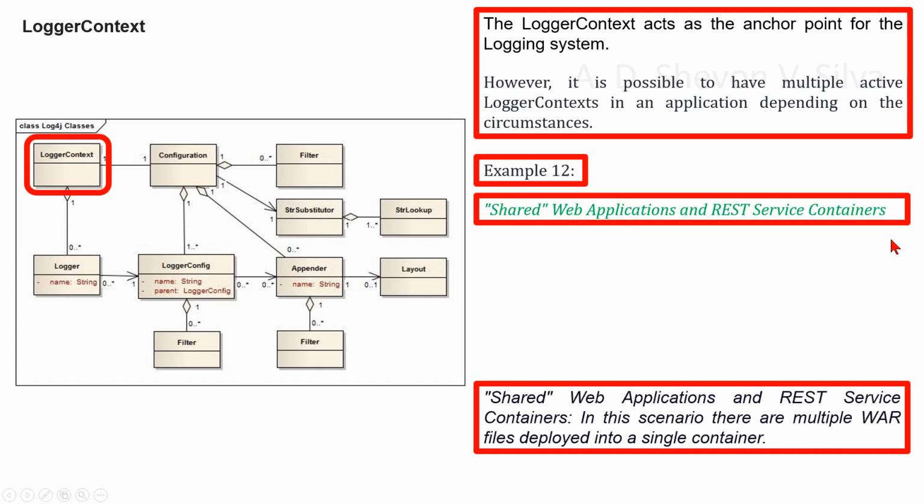Shared web application and REST service containers. In this scenario, there are multiple WAR files deployed in a single container. Each one of the applications should use the same logging configuration and share the same logging implementation across each of the web applications. When writing to files and streams, each of the applications should share them to avoid issues that can occur when multiple components try to write the same files through different file objects, channels, etc.